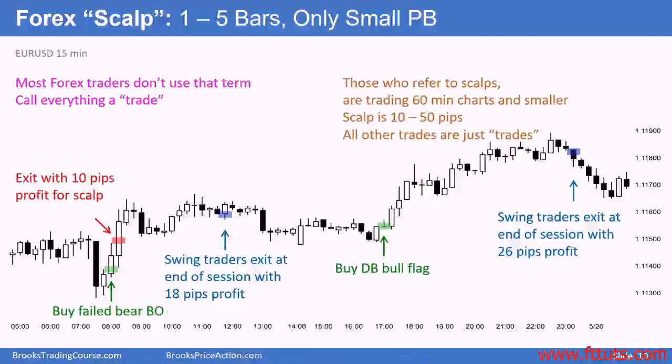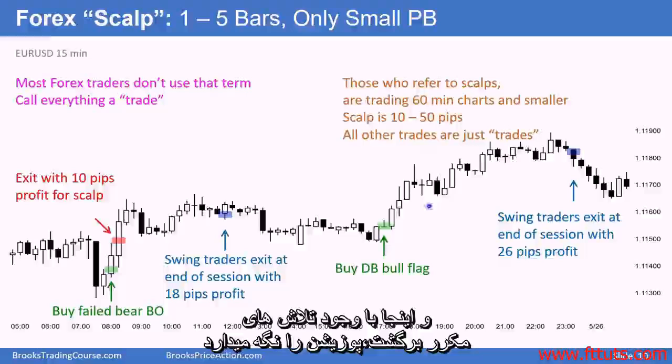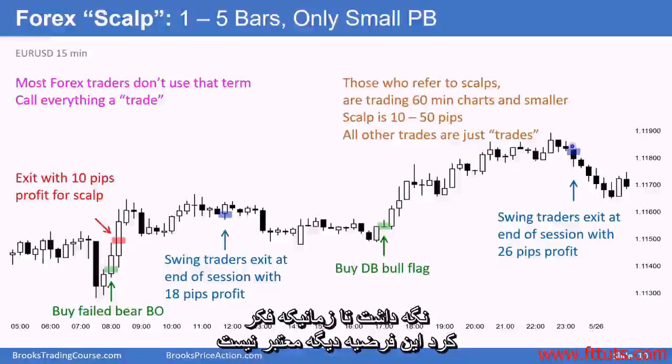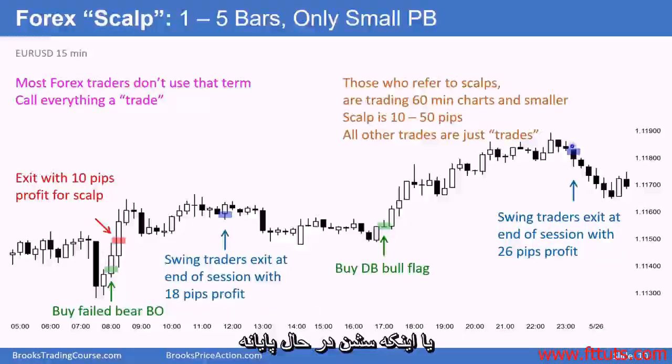or 5 bars, and he was willing to hold through repeated reversal attempts, and he held until he felt that his premise was no longer valid or that the session was going to end. Those are characteristics of swing trading.